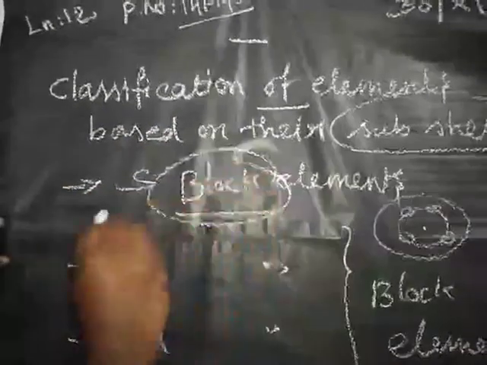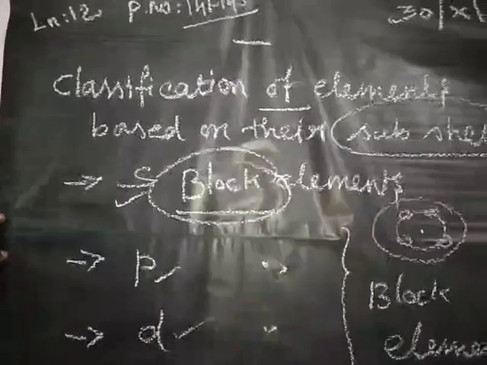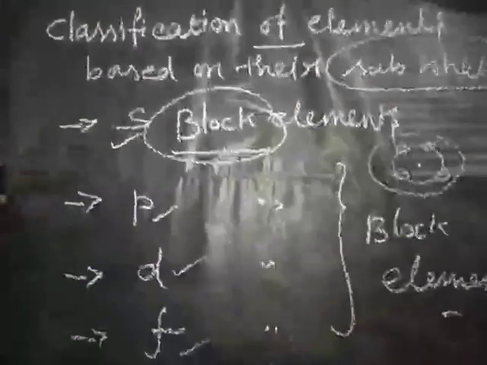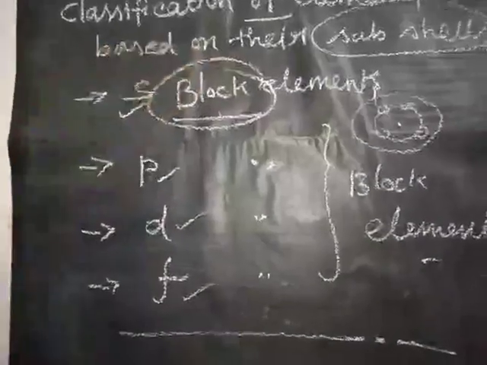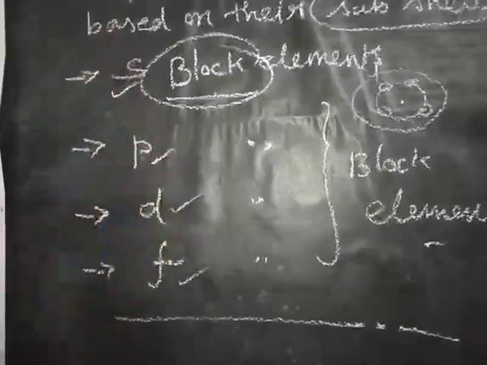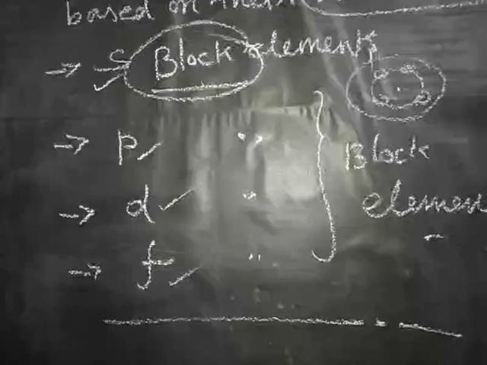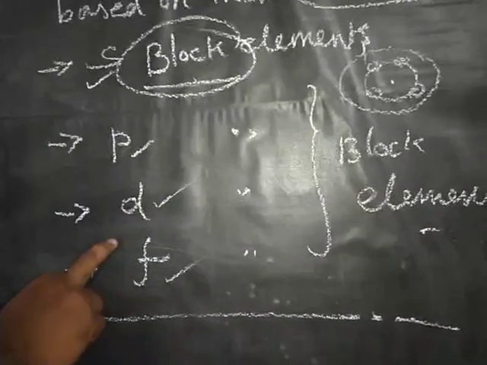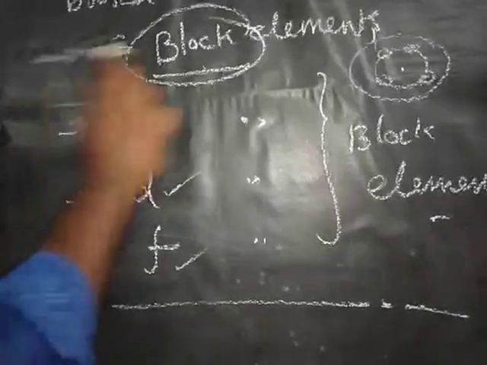So what are the categories? S block elements, P block elements, D block elements, and F block elements. Based on the subshells in which the electrons are present, the elements can be classified into 4 blocks: one is S, another is P, third D, fourth F. First we will see what is meant by S block elements.